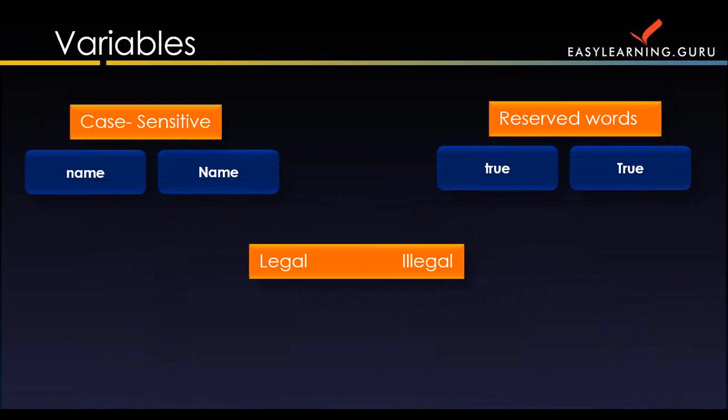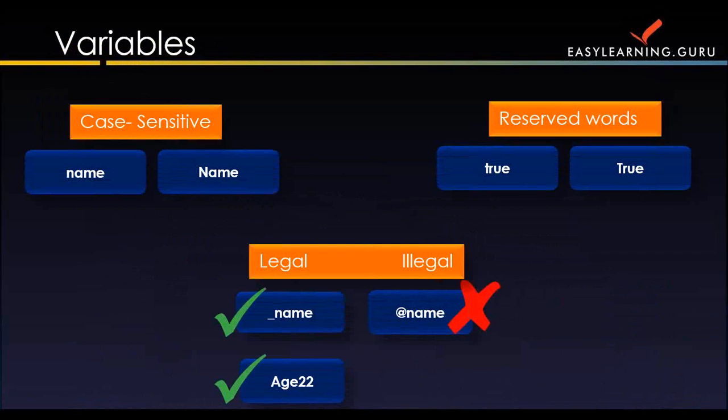Next, there are some legal and illegal variable names. The variable name must start with an underscore or a letter. It cannot start with a special sign, which will not be a valid name. A variable name that starts with a letter can be followed by any digit or underscore, but the variable name should not start with an integer. So this was all about variable declaration and the rules for variable names.